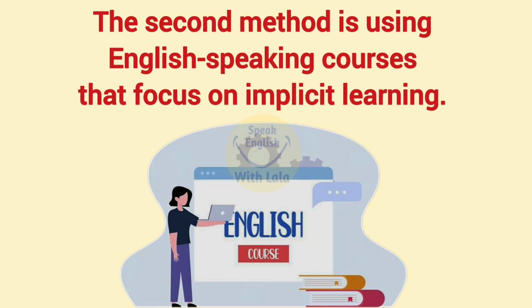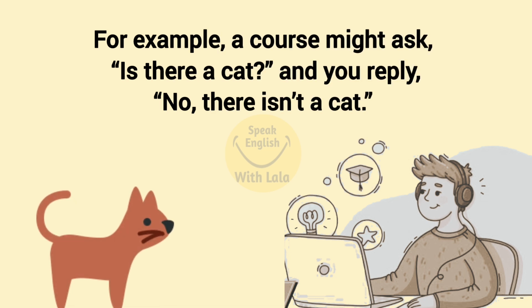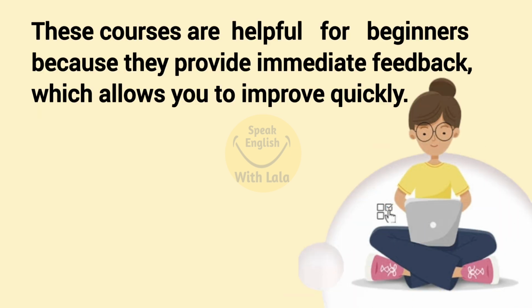The second method is using English speaking courses that focus on implicit learning. These courses often use repetitive questions and answers to help learners practice speaking naturally. For example, a course might ask, "Is there a cat?" And you reply, "No, there isn't a cat." These courses are helpful for beginners because they provide immediate feedback, which allows you to improve quickly.